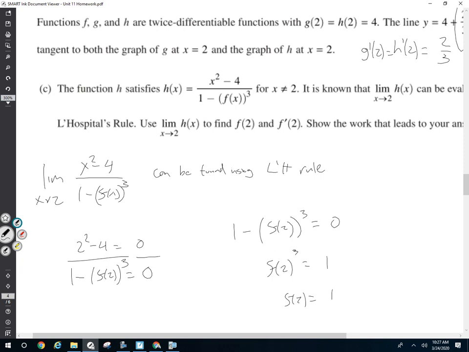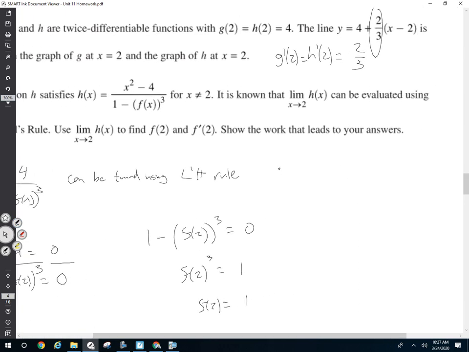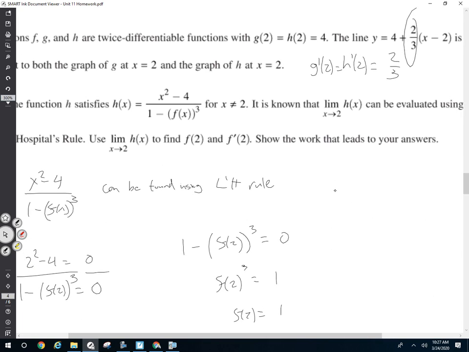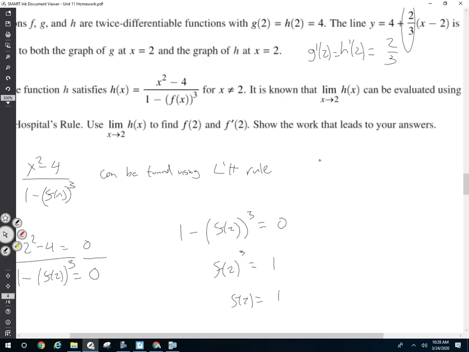Okay, good. So for the question, I've already found f of 2. Now, what is f prime of 2? Well, I know h prime of 2 is 2/3. I know f of 2 is 1.